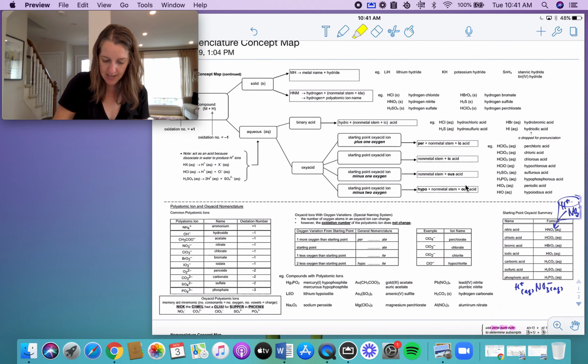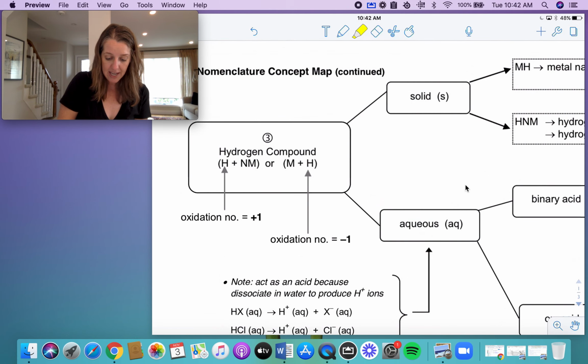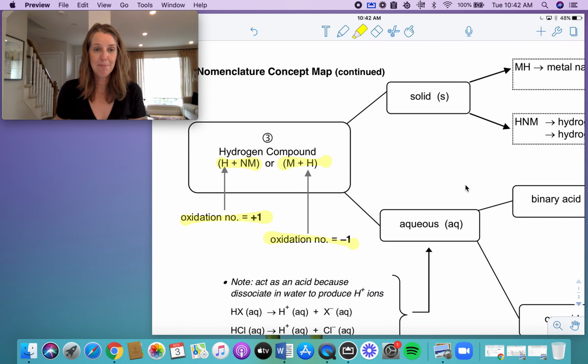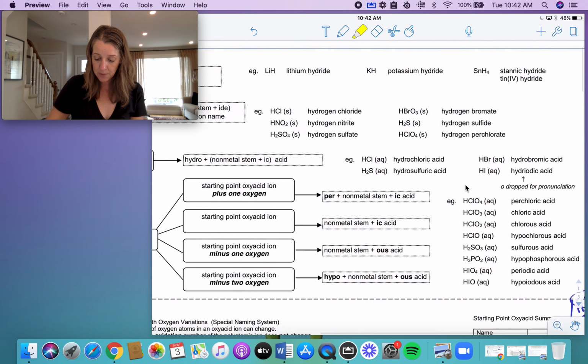All right, and the last bit on here are the hydrogen compounds. So when hydrogen comes together, remember, if the hydrogen comes first or if the hydrogen comes second, hydrogen's either acting like a +1 charge or a -1 charge, and it just depends on where it comes in the formula, okay? It acts like a +1 when it's with your non-metal. When it's with the metal, it'll act like a -1, and then you follow the naming rules based on that. Okay, I'm going to give you time to work on those when you do your nomenclature review.